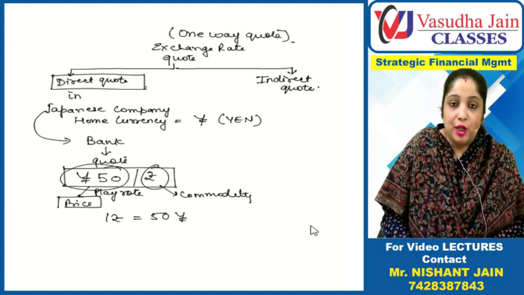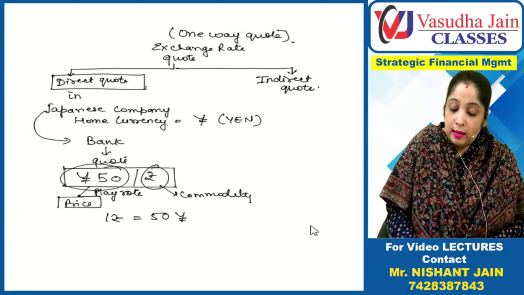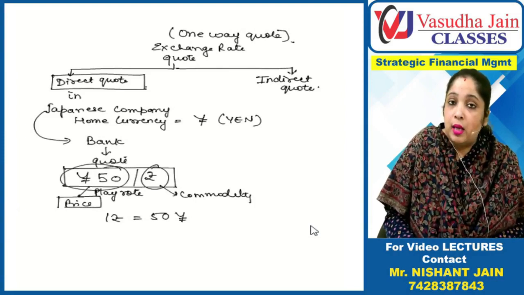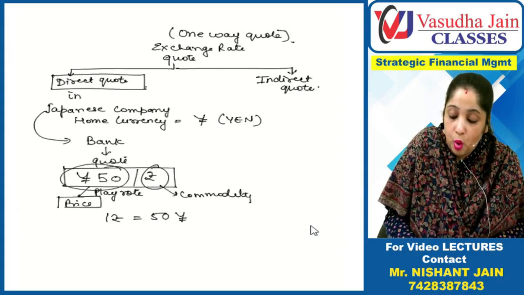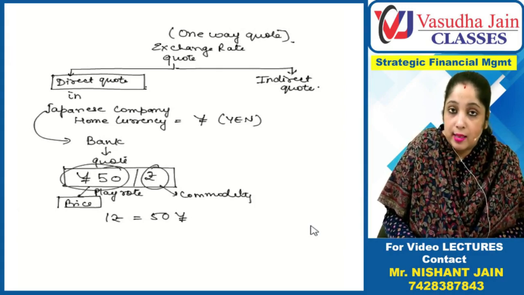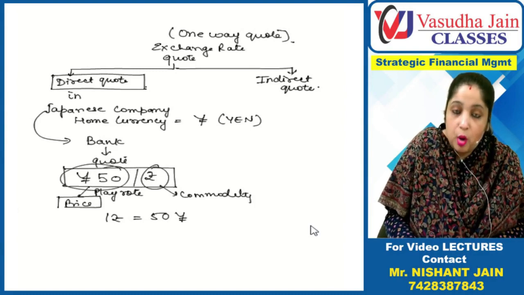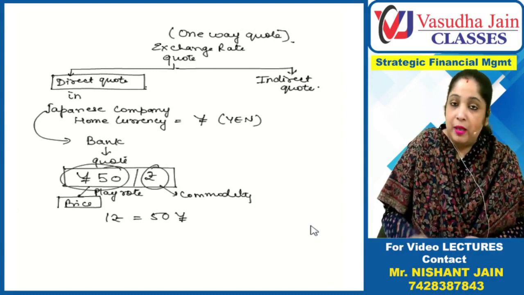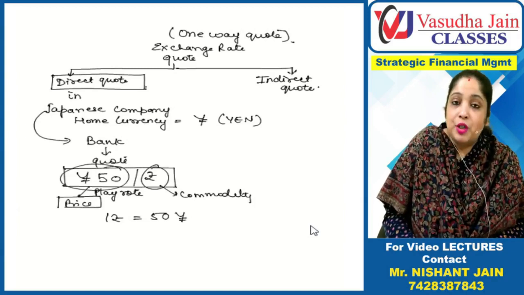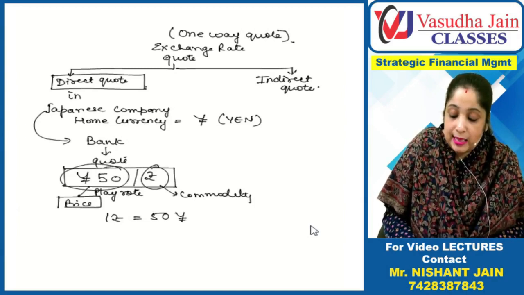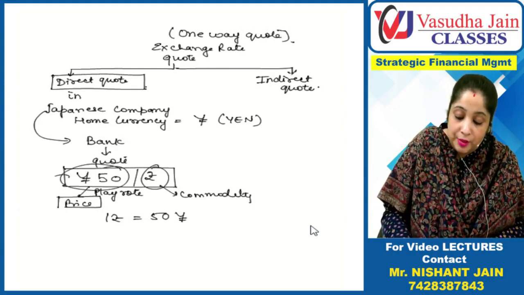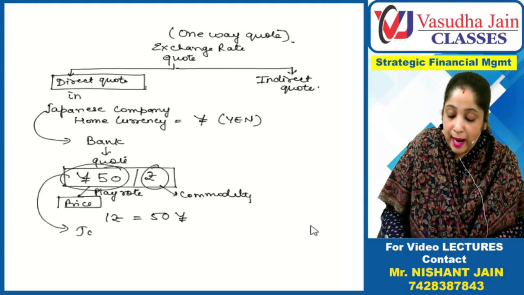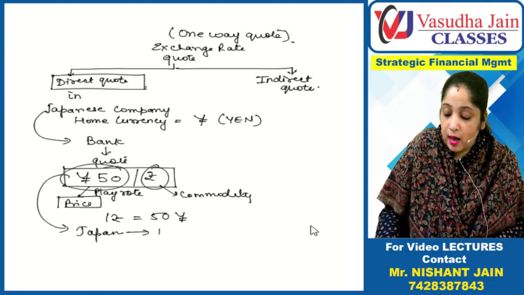So if any quotation is given to you, then please listen to the rule: the currency which is playing the role of price, let me rephrase it. The currency which is playing the role of price, this currency's country is Japan. So for Japan, this is a direct quote.